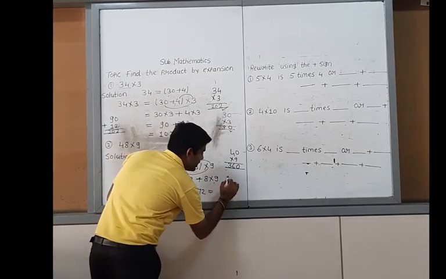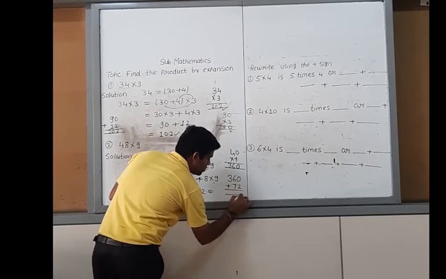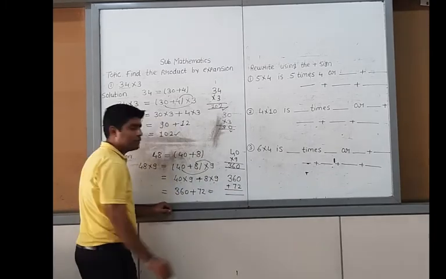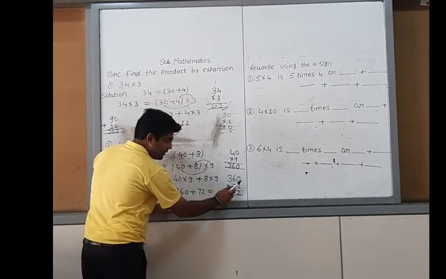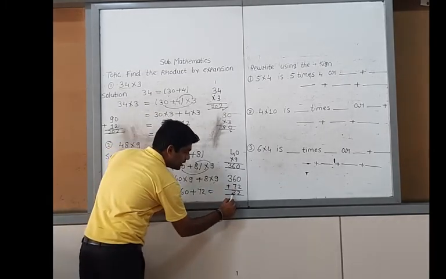It means that 360 is added with 72. So, simple addition. 0 is added with 2, you get 2. Then 6 plus 7, now we have to solve it. This is our 13. This is our 3.